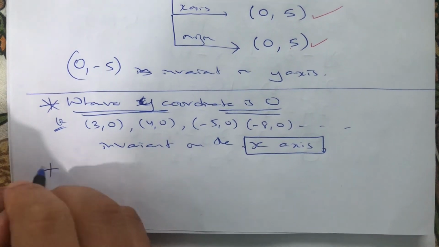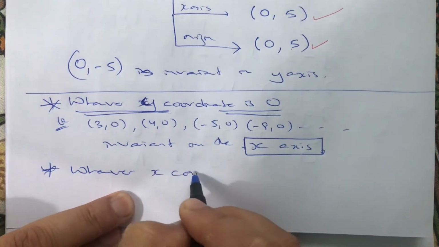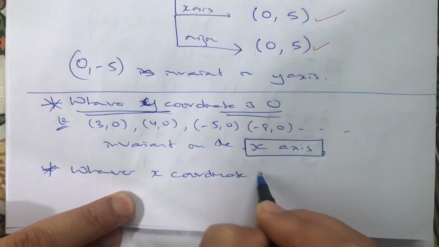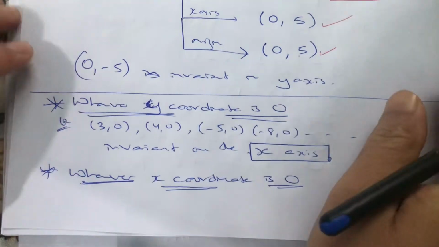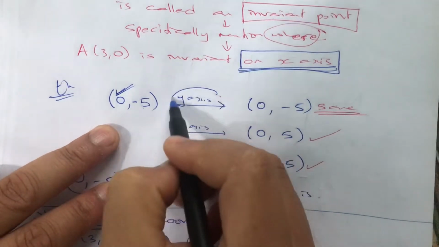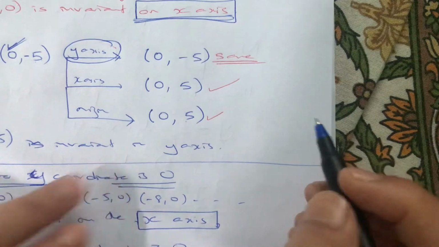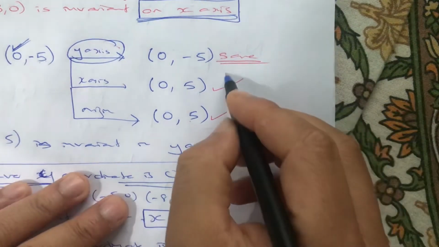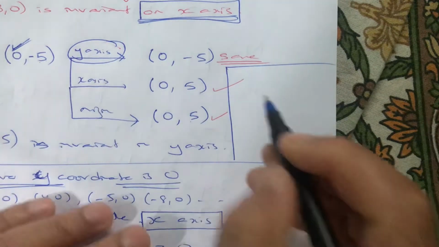Similarly, whenever your x coordinate is 0. So if I happen to get a point whose x coordinate is 0, like in this case, my x coordinate was 0, so it remained invariant on the y-axis. So if you want, you can check one more example. Let's say I take one more example over here, 0 comma minus 5. So we are taking the x coordinate as 0.